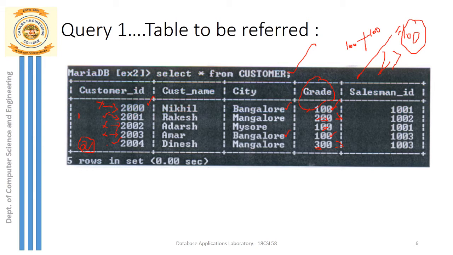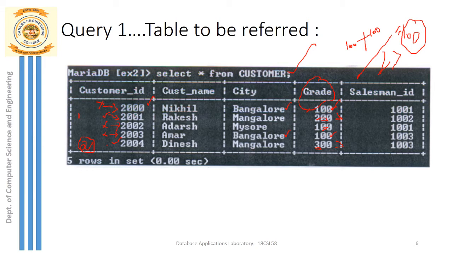Start from the first customer, 2000. This is a part of the outer query that I'm explaining. You should compare the grade of every customer. The first customer's grade is 100. Compare whether that grade is greater than the average grade that you have calculated. Is it greater? No, it is equal. So can I count that customer? No, I cannot consider him, because it is not satisfying my condition. My grade is equal to the average grade, and my condition is that grade should be greater than the average grade. So I cannot count this customer.